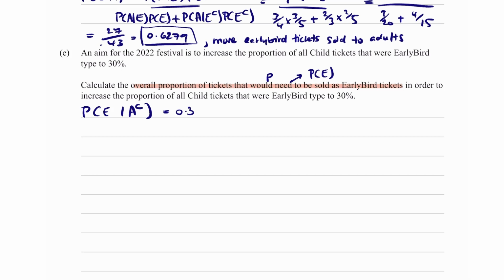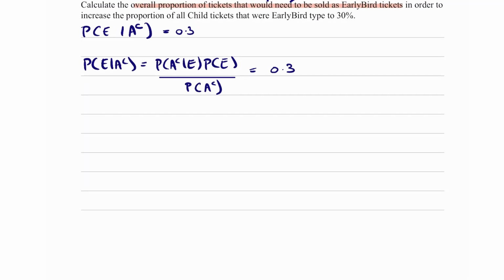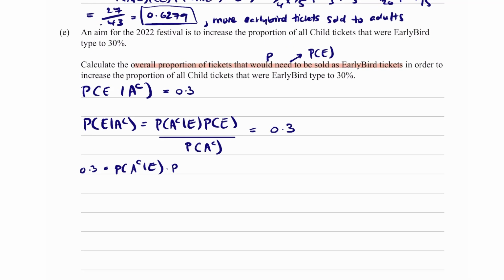So what can we do? We can reapply Bayes' theorem here. The probability of E given AC is the same as the probability of AC given E multiplied by the probability of E, divided by the probability of AC, and this should be equal to 0.3. The reason I wanted the probability of E is because we want to work this out, right? So 0.3 is equal to P of AC given E multiplied by the probability that we want to find out. In fact, let's change that to X because this looks kind of similar. So let's call this X over the probability of AC.